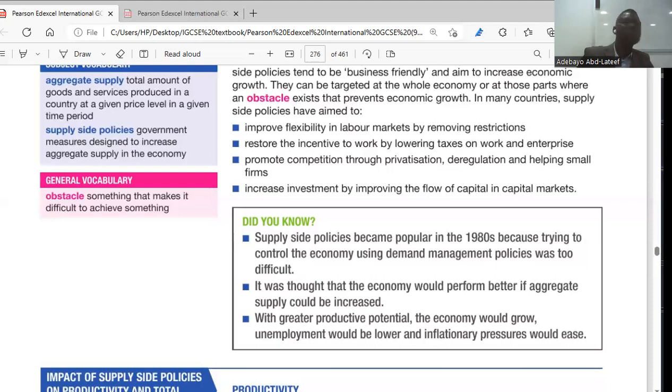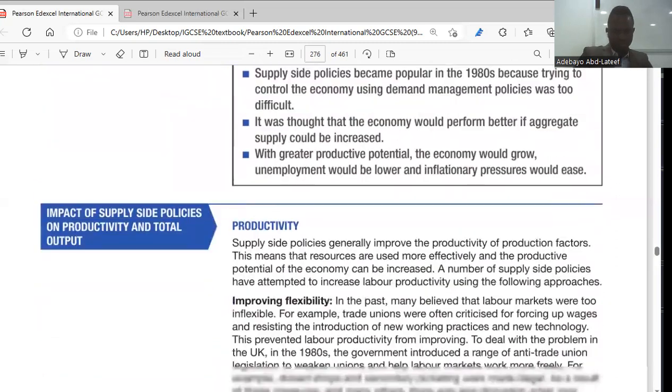Helping small firms through subsidy. Government could subsidize small firms. Government could give grants or soft loans to small firms so that they can be able to compete. Is it clear? Any question about that?